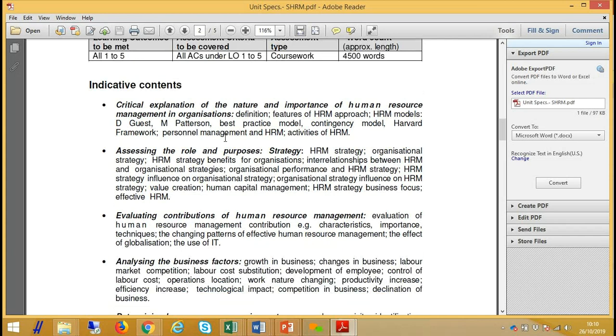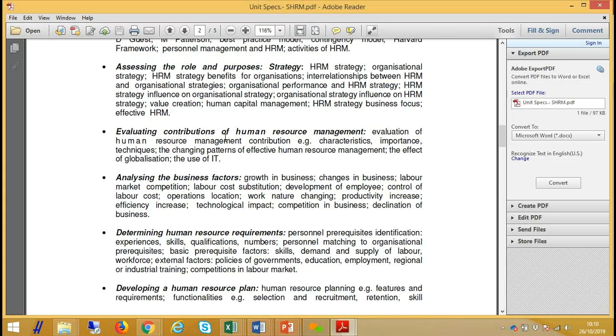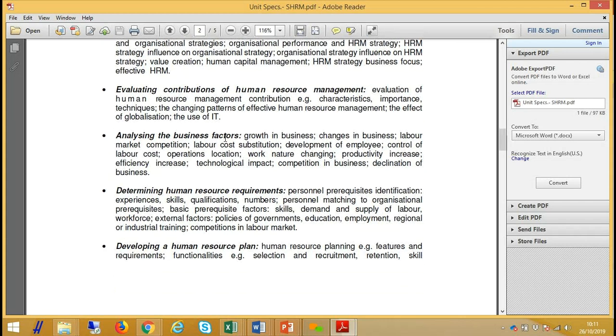So we'll be looking at a critical explanation of the nature and importance of HRM, the HRM model, starting with that today. We'll be assessing the role and purpose of strategy and its link with HRM. We're looking at the contribution of HR to the organization. How do we evaluate it? How do we measure it? What's important in it? We'll be analyzing different business factors that impact how you structure your HRM department, how you do HRM in your organization.